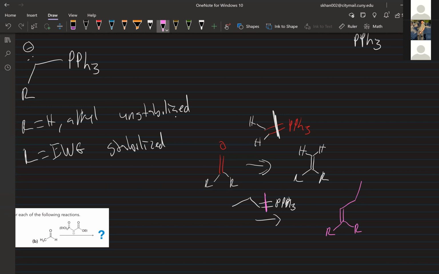But yeah, that's a quick way to get the products for the Wittig, right? It's literally just seeing what you're replacing. The double bond is the same in both the carbonyl and the Wittig, right? And then you're just replacing one part of it.